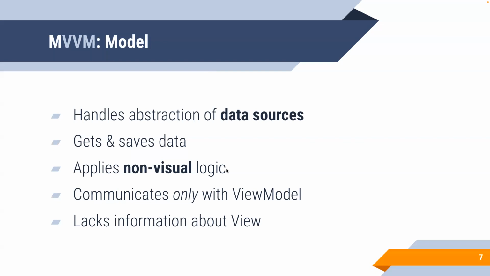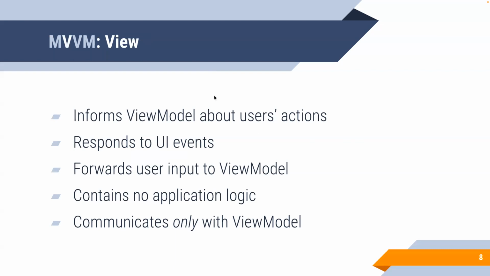That's probably going to happen in either your model or view model. And you can see again, from the diagram, it only talks to the view model. So it's never going to talk directly to the view. And essentially from the model's point of view, the view does not exist. And that's one way we're going to achieve that decoupling.